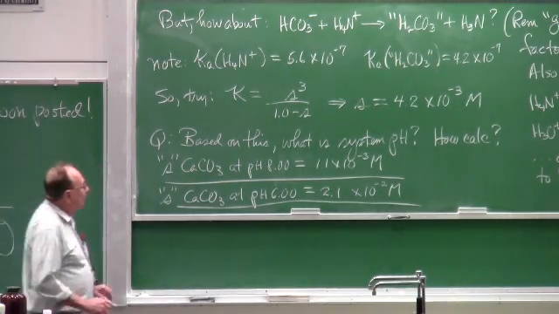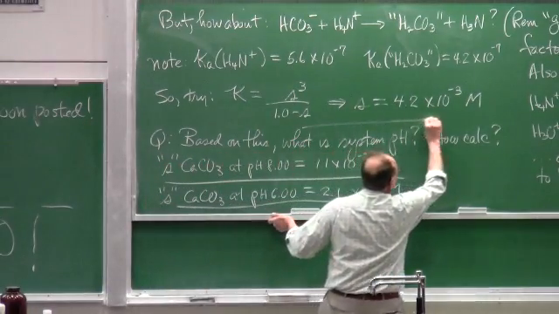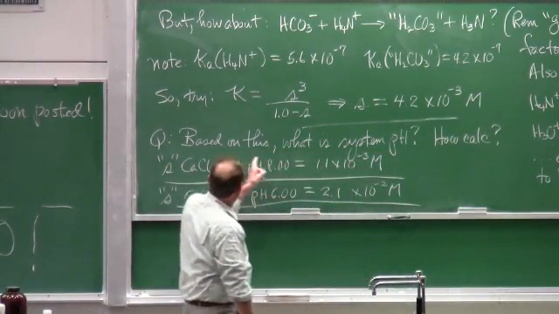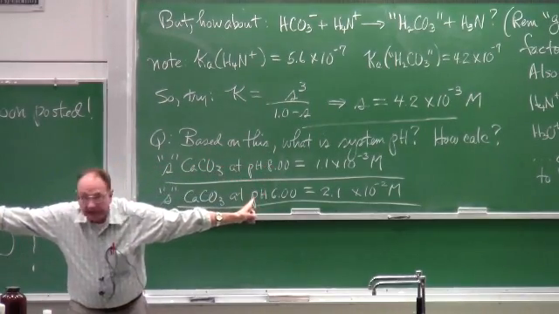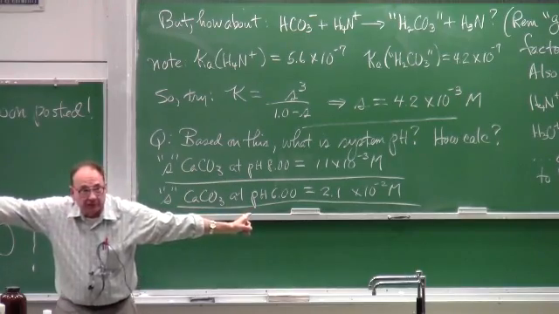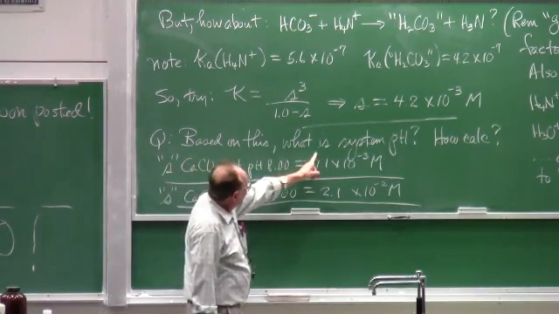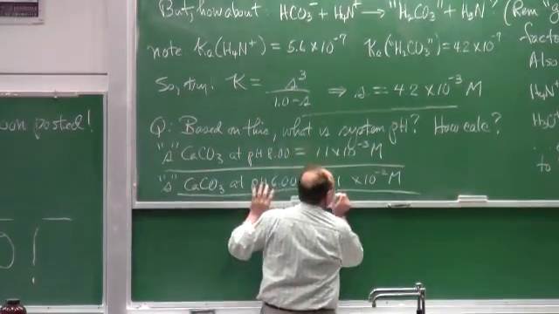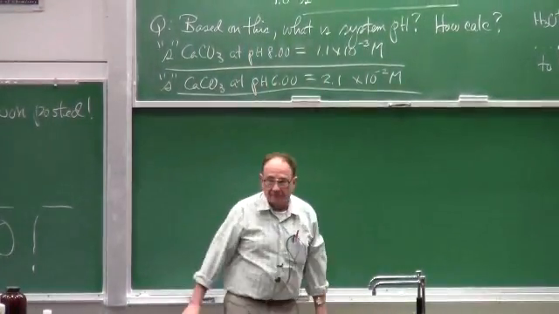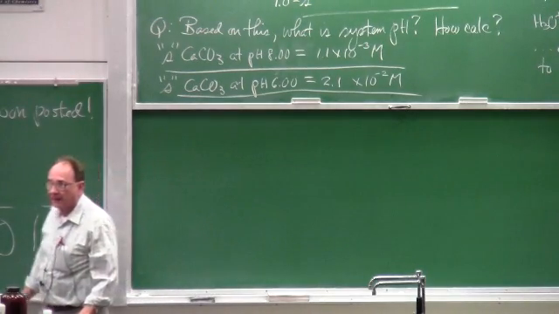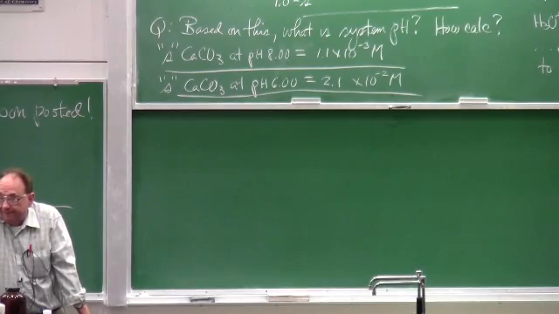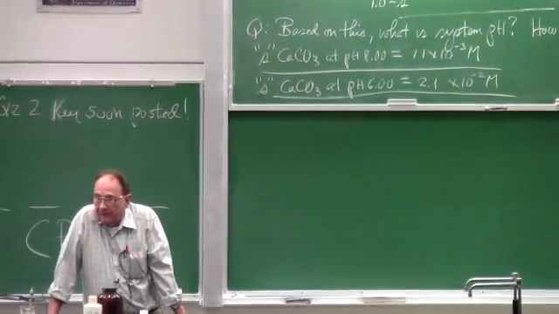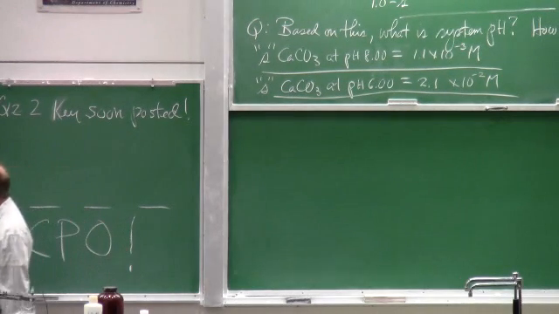Now, from this, I have written here, based on this solubility, taking S to represent the concentration of each component of this equilibrium system. Based on this, what's the system pH? How can we calculate it? Well, since the original equilibrium doesn't produce hydronium, it doesn't have any hydronium ion in it, so we've got to go someplace else for pH calculation.